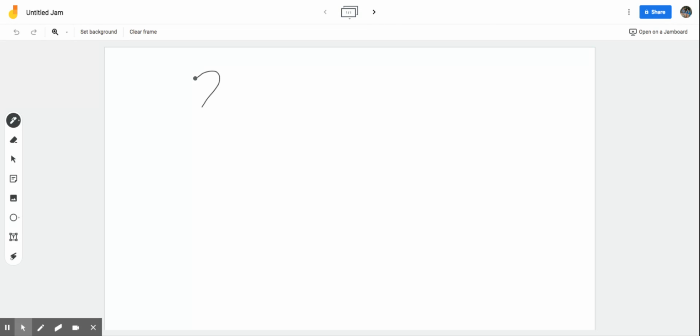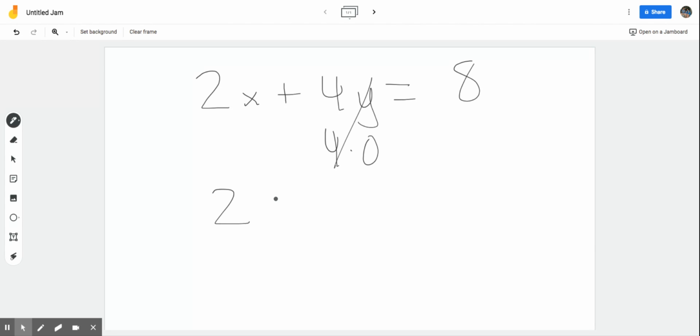Let's say that we have 2x plus 4y is equal to 8. If I want to solve for x, then I want to make my y equal to 0. So when I do that, I would say 4 times 0, which means that just goes away. Okay, so I'm even going to write that out. 4 times 0, that goes away. So that gives me 2x is equal to 8.